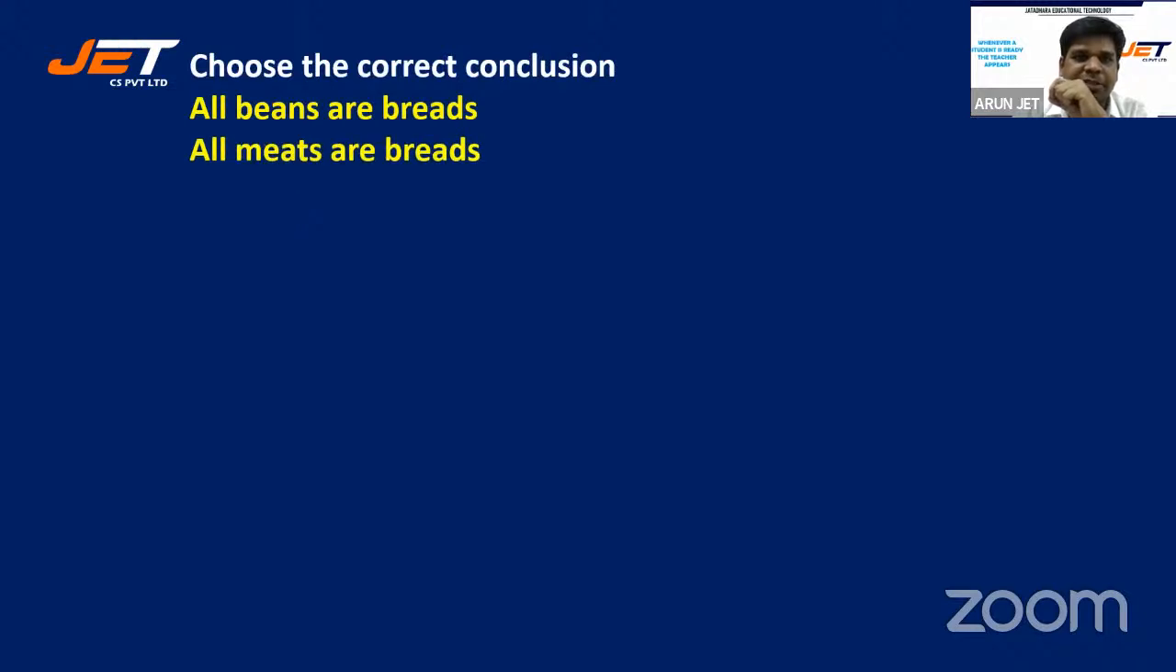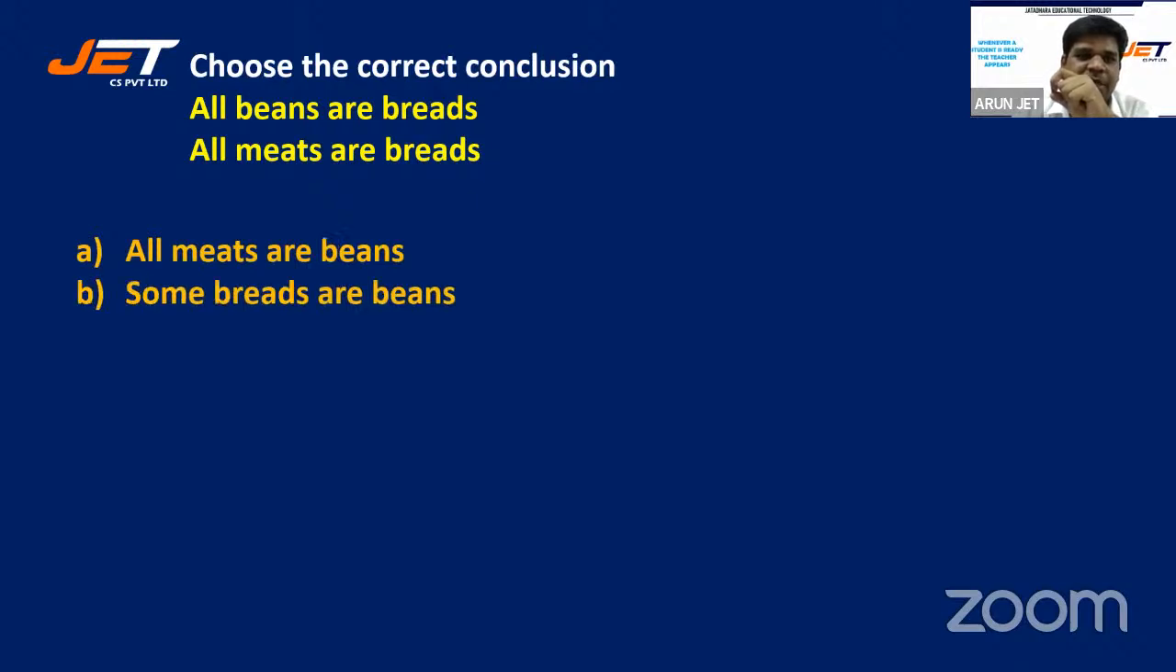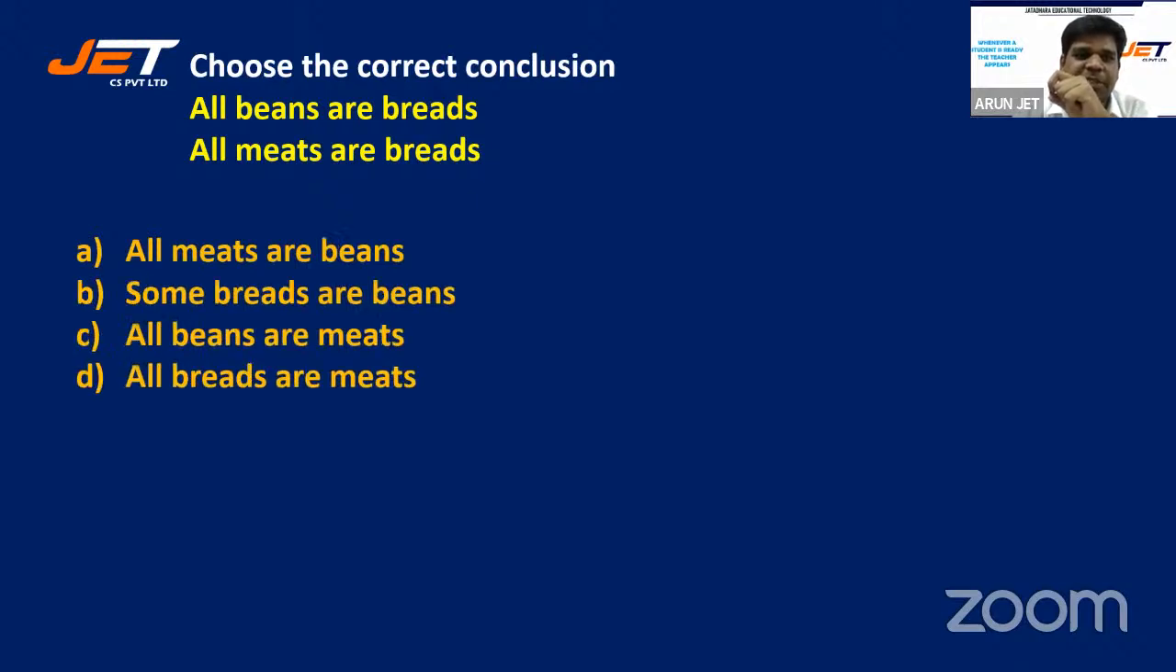All beans are breads. All meats are breads. Interesting one, students. A: All beans are breads. B: All meats are beans. C: Some breads are beans. D: All beans are meats. E: All breads are meats. 1 minute time to answer. You are doing it well within 1 minute, students. I appreciate that.